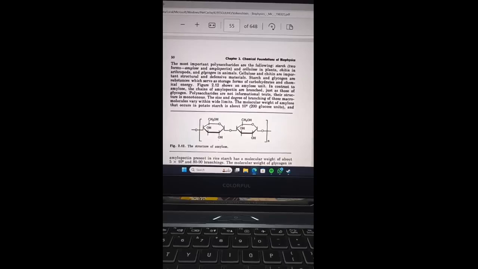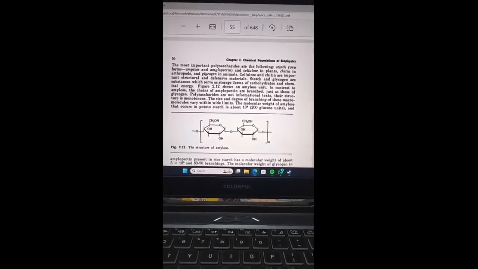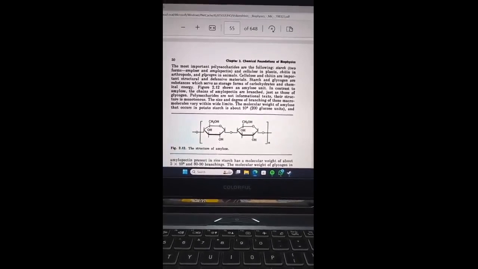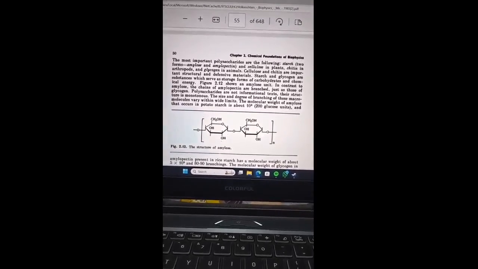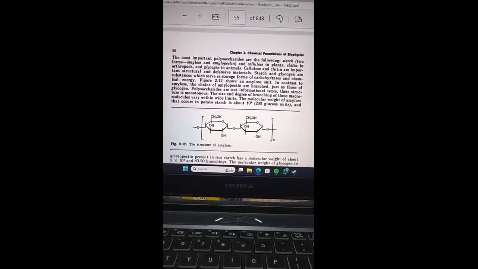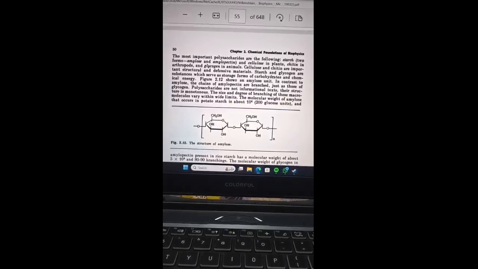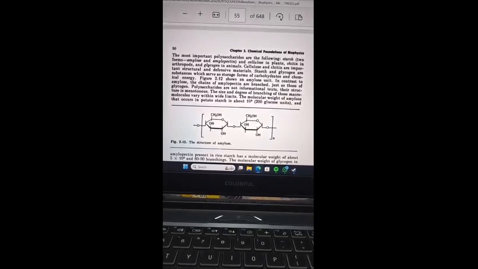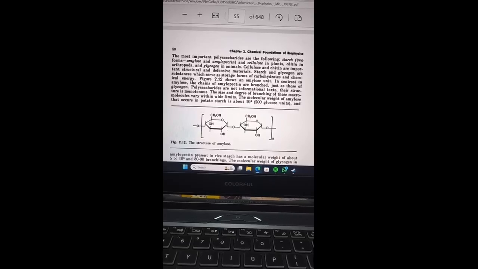Figure 12.2.12 shows an amylose unit. Polysaccharides are not informational molecules. Their structure is monotonic. The size and the degree of branching of these macromolecules vary within wide limits.